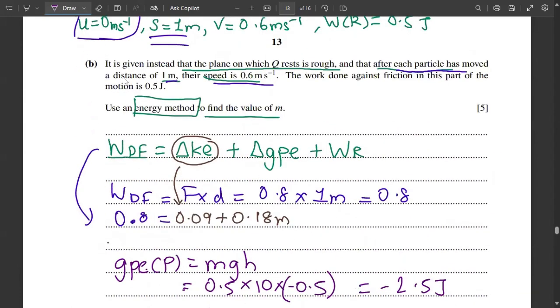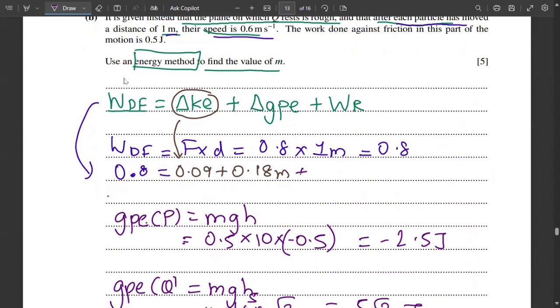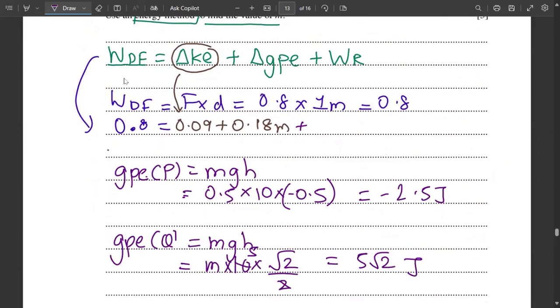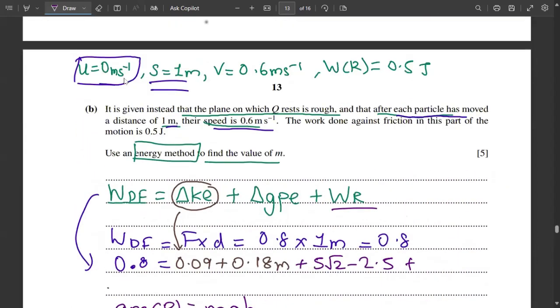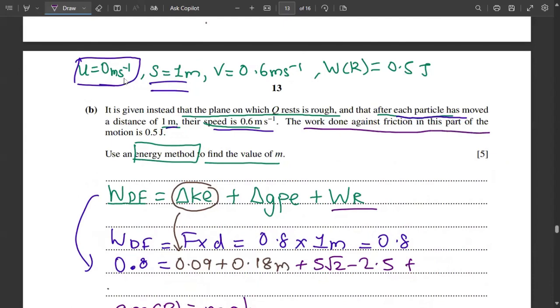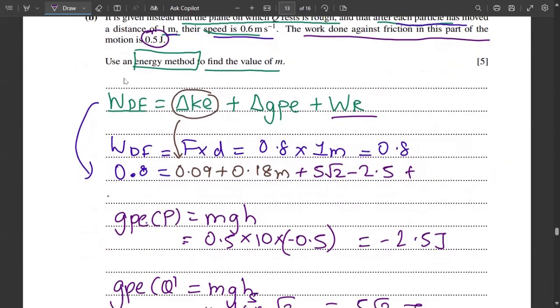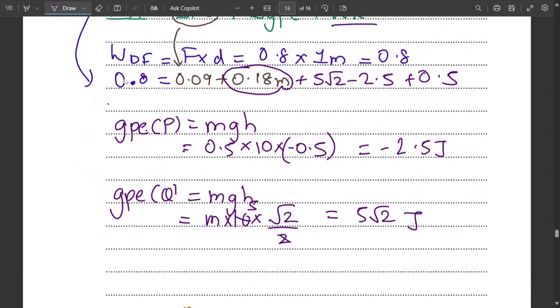Now we also know delta GP. Delta GP is equal to 5 root 2 minus 2.5. And what is the work done against friction? The work done against friction in this part is 0.5. So we already know the answer, 0.5. We can find m using this. Did I miss something? Yes, I did. I forgot the m. This should be 5 root 2 m joule.